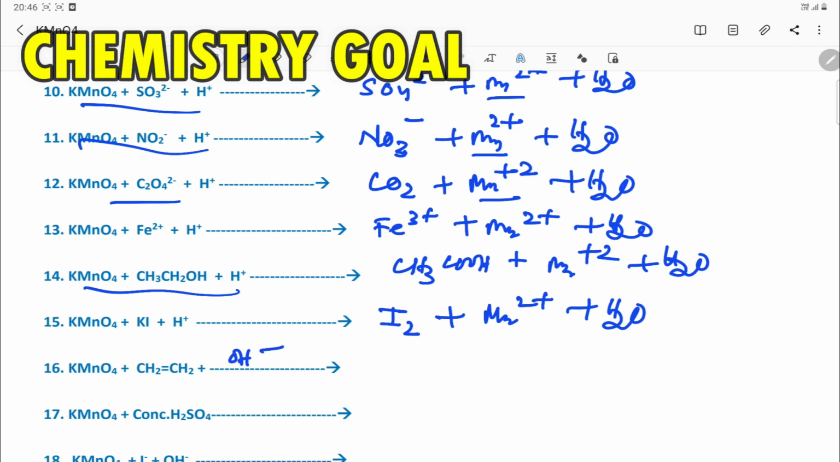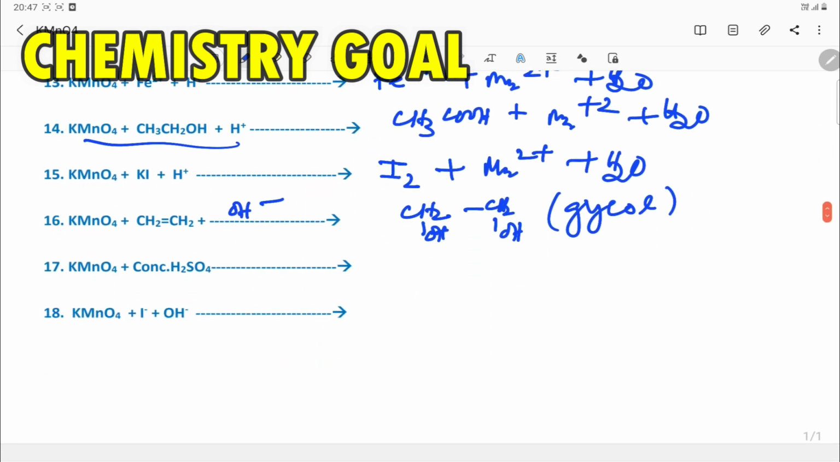Then, very important, this one in basic medium. Potassium permanganate in basic medium oxidizes alkene to the corresponding glycol. Glycol is an organic compound containing two OH groups on adjacent carbons. So potassium permanganate in basic medium oxidizes alkene to glycol. This is called the glycol product, ethylene glycol.